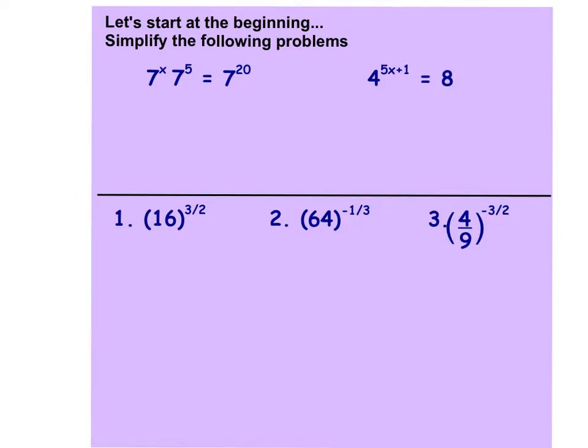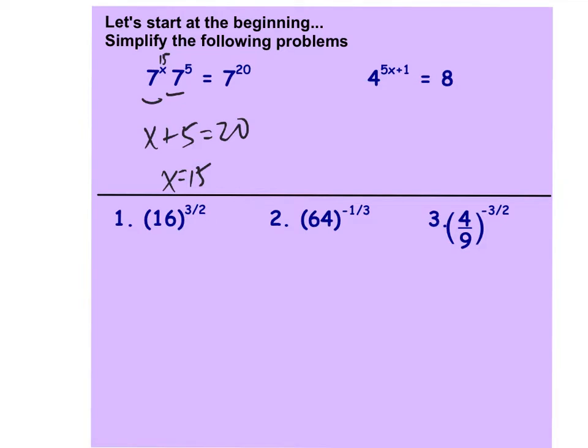So let's just look at a couple examples here to recap and to look at some new ideas as well. So right here, with the same base, we just have a product rule or multiplication rule. So the idea here would be simply that x plus 5 equals 20. Subtract the 5 from both sides, so x equals 15. So this exponent here would be a 15 in order for 7 to the 15th times 7 to the 5th to equal 7 to the 20th.